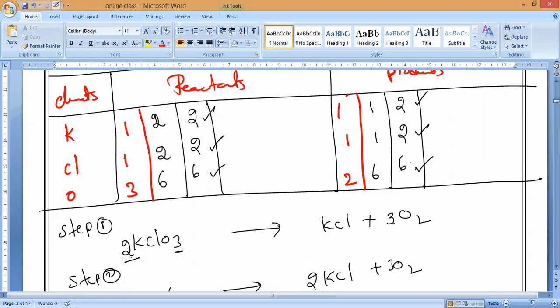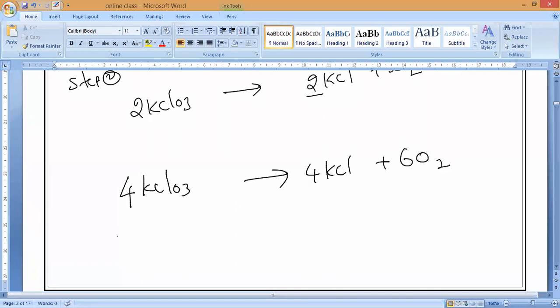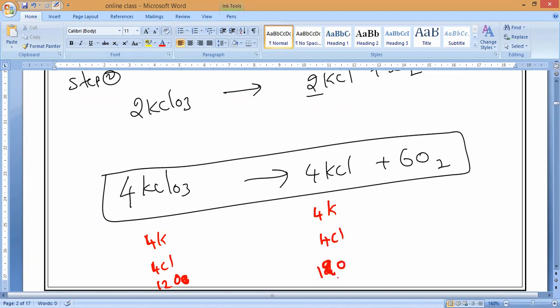Now, same equation, observe very carefully, guys. Can I write the same equation as 4 KClO3 gives you 4 KCl plus 6 O2? Is it right or wrong? Tell me, is it balanced or not? Yes, everybody check it yourself. 4 Cl. Next, 4 threes are 12 oxygen. Same way here, 4 K, 4 Cl, 12 oxygen. Now you tell me.